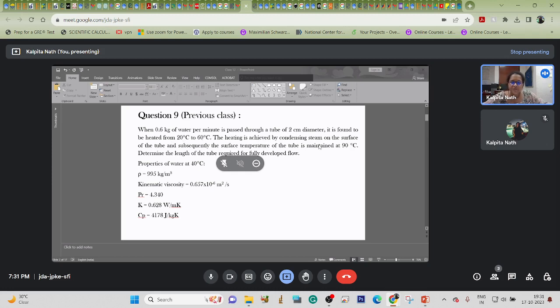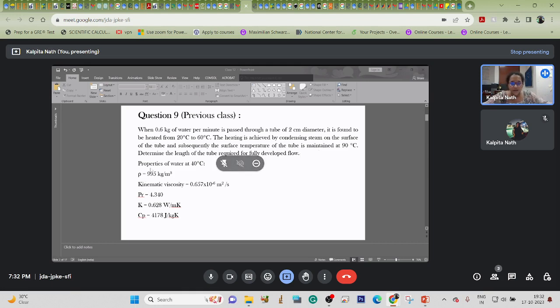The heating is achieved by condensing steam on the surface. So there is a phase change at the surface. That means it is a constant surface temperature question that we have already done in convection, right? Subsequently, surface temperature is maintained at 90. So remember that concept of constant surface temperature. There were two conditions in convection, right? One is constant surface temperature and the other constant heat flux. As phase change is there, this is a constant surface temperature question.